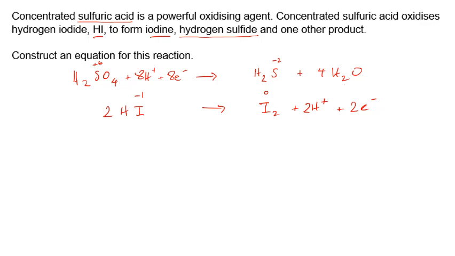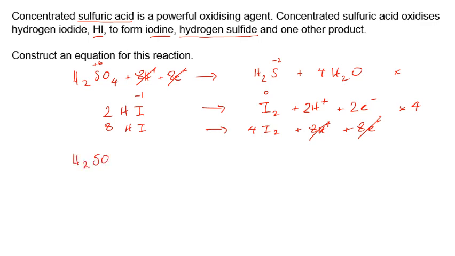Now we have to join them together to make the equation. Right, so we've got 8 electrons on the top equation and 2 on the bottom one, so we're going to multiply this one by 4. Okay, so this becomes 8 hydrogen iodide goes to 4 iodine plus 8 hydrogen ions plus 8 electrons. All right, and then our 8 electrons are going to cancel. As it happens, our hydrogen ions are going to cancel, and so then we're just left with the reactants and the products. So let's write them all out as one equation.